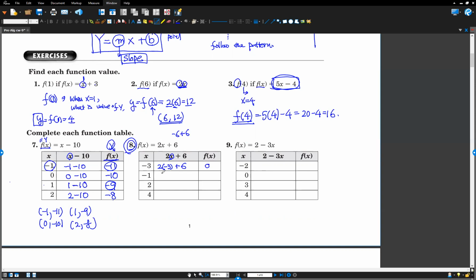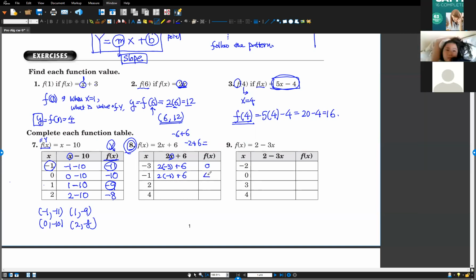When x is -1, what happened? 2 times -1 plus 6. 2 times -1 is -2. -2 plus 6, how much is this one? 4. Yep, 4 is correct.